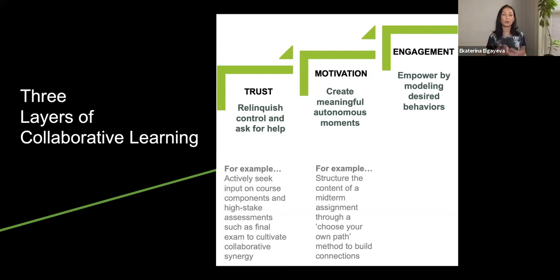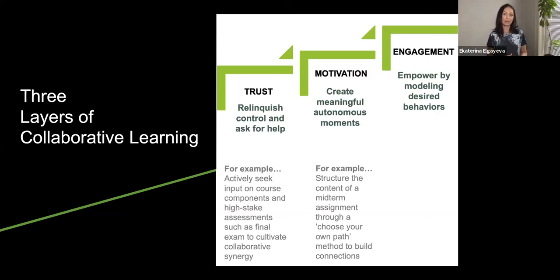Finally, engagement. So empower students by modeling the desired behaviors. What do you want them to do, right? And in order for them to understand that, there has to be someone, like we said, present with them that creates for them that level of understanding.